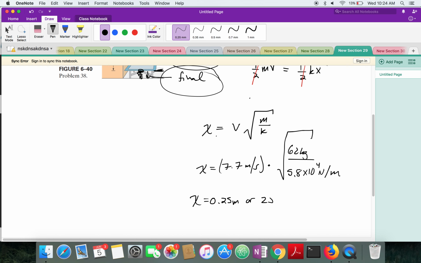Or 25 centimeters. Okay, so that's that problem.